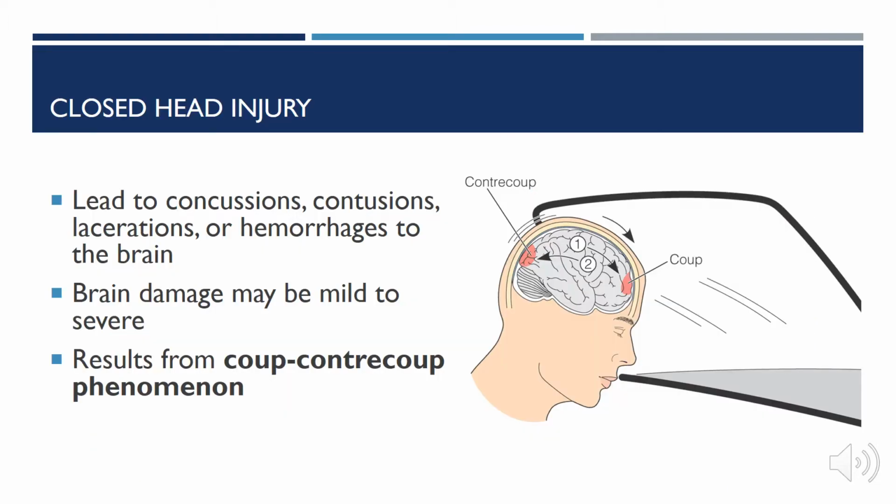So closed head injuries lead to concussions, contusions, lacerations, or hemorrhages into the brain. Brain damage may be mild or severe. This is because of a coup-counter-coup phenomenon. This happens when either an accident or whatever, the head hits an object like the dashboard or steering wheel, and it goes into a forward direction, then rebounds quickly backwards. So the brain hits the front of the skull with acceleration and the back of the skull with deceleration. Bruising occurs at two locations of the brain, causing significant brain damage.